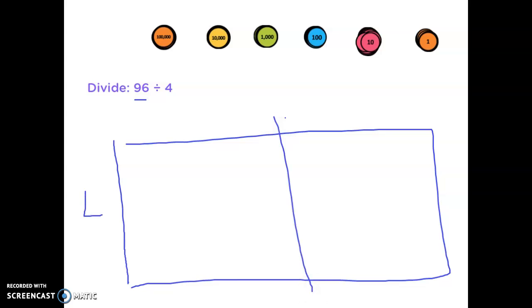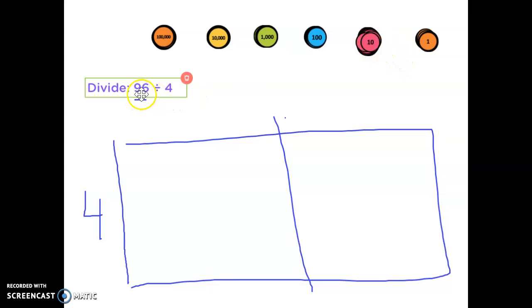And I'm dividing it by 4, so I'm going to put my 4 on the side, similar to when we do our multiplication, because really we're figuring out 4 times what is going to get us 96. So I'm going to create 96 in my area model with my place value discs.